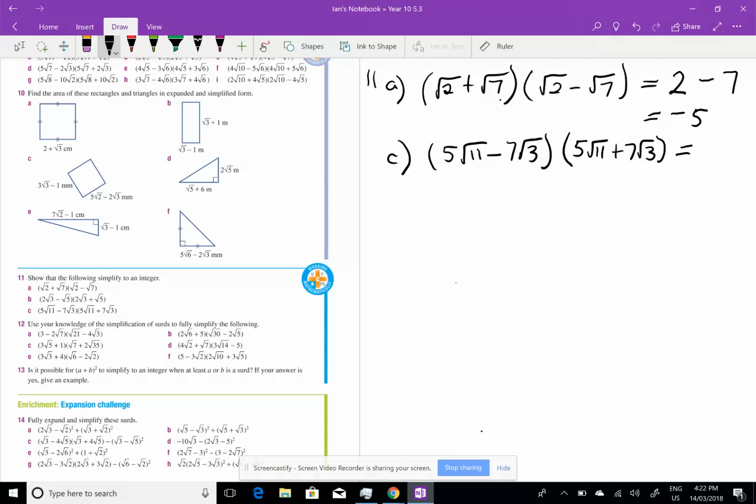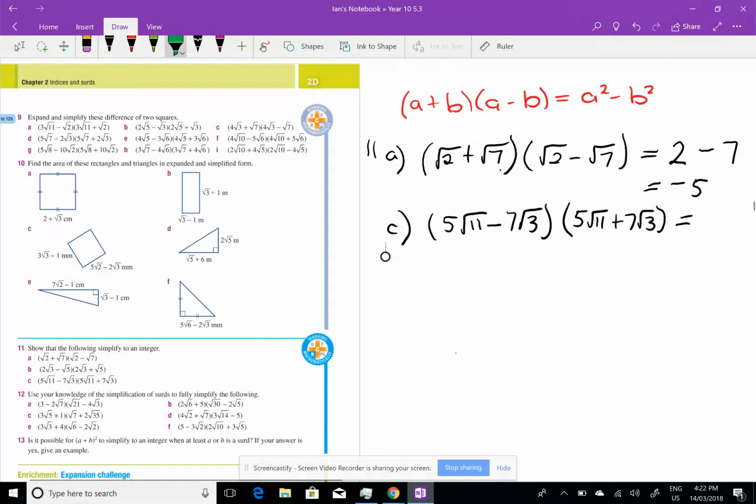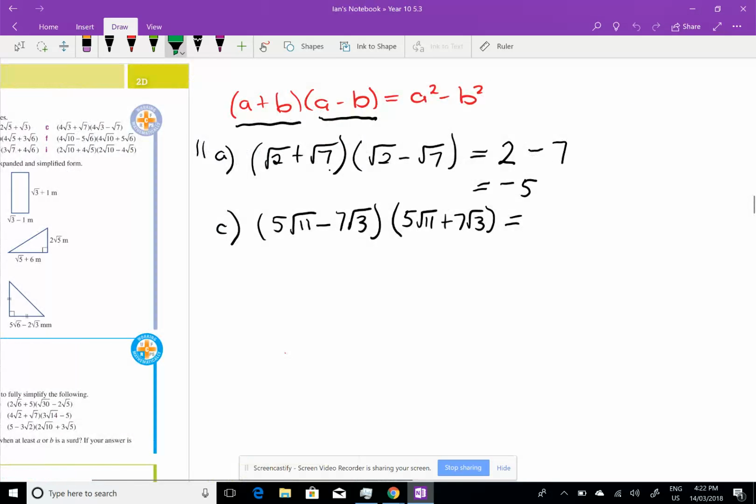Now, before you jump up and down, it doesn't matter which one you do first, whether you do that multiplication first or that multiplication first. It does not matter. So the fact that this has got the minus first, it doesn't matter. They're two things multiplied together. So this is just going to be the difference of two squares.